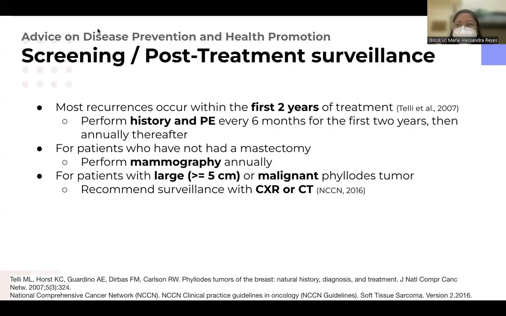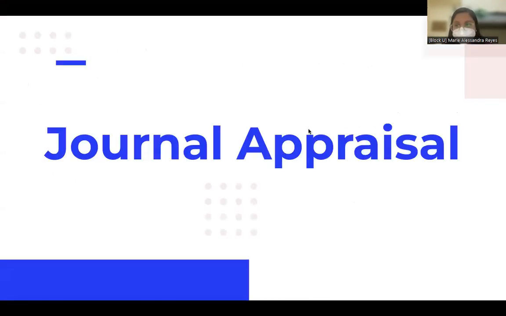But for patients with large or malignant phyllodes tumor, it is recommended that there is surveillance with chest X-ray or CT scan. Okay. That's the end of our case report. Okay, case report and discussion.